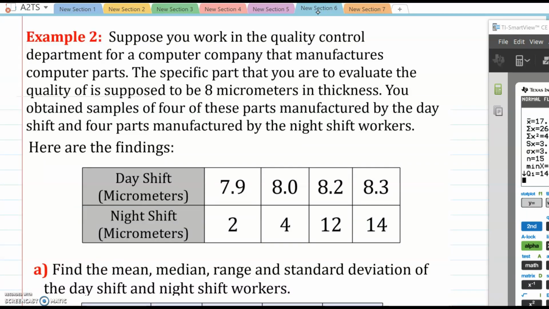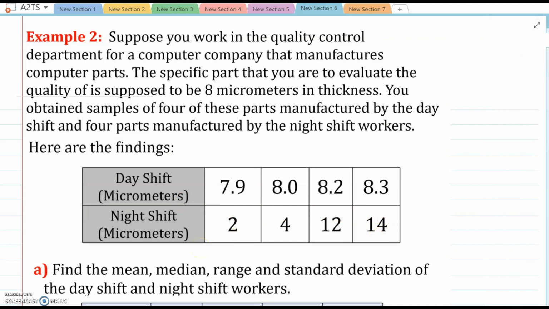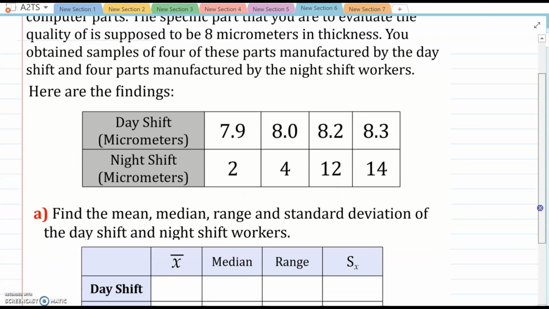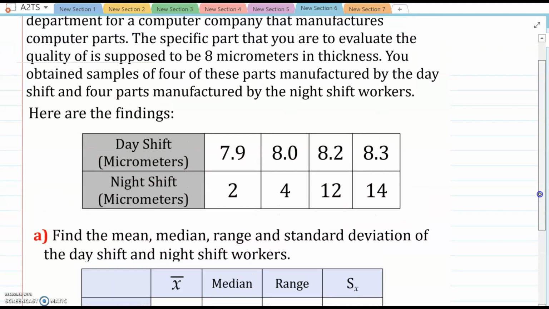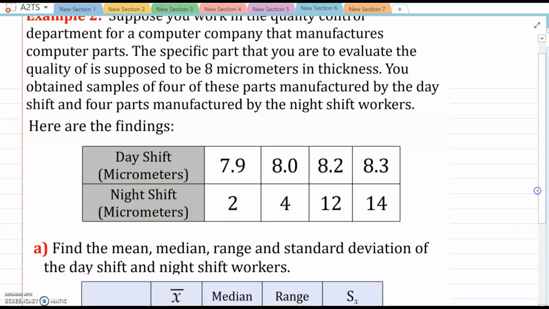Once again, I'm going to enter this data in, but I'm going to do it once for the day shift and once for the night shift, because in this problem, I'm being asked to compare x bar, my median, my range, and my s sub x. So I'm going to compare my day shift to my night shift and see, well, we're trying to hit some sort of quality that's going to be 8 micrometers of thickness. Well, let's see what happens.